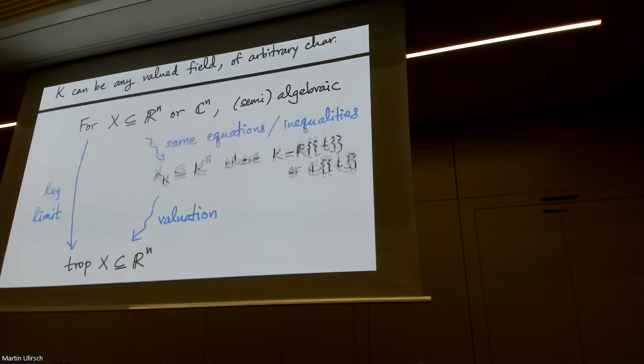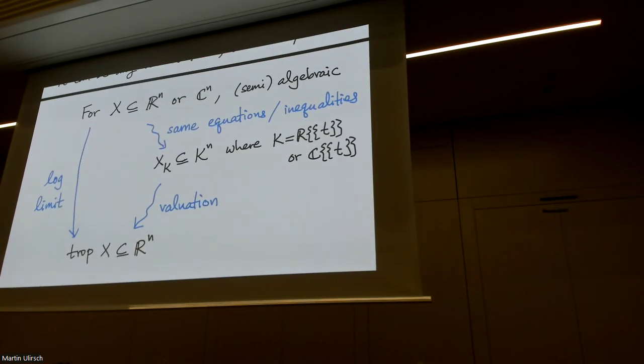So the point is, if you have something algebraic or semi-algebraic, on one hand you can take the log limit set and get the tropical object. On the other hand, you can enlarge your field a bit and go into a field with valuation. You use the same equations and inequalities that define your object, consider them over the larger field, and then you take the valuation.